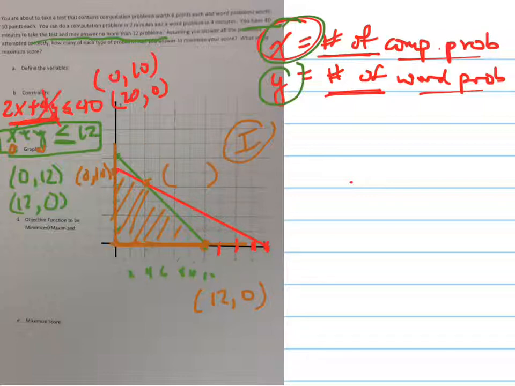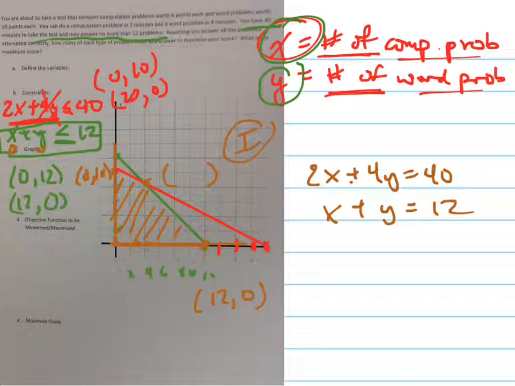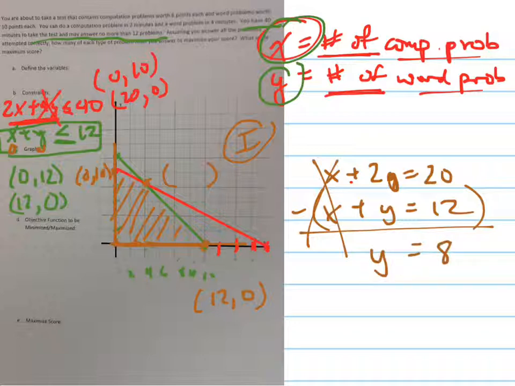I find that point by solving this system of equations. 2x plus 4y equals 40, and x plus y equals 12. By the way, I could have divided everything up here by 2, and that would have been a lot easier. If I divide everything by 2, I would get 1x plus 2y equals 20. And that's a much easier system to solve, because all I have to do is subtract this entire thing, multiply it by -1, and add straight down. The x's are gone. I get 1y equals 8.